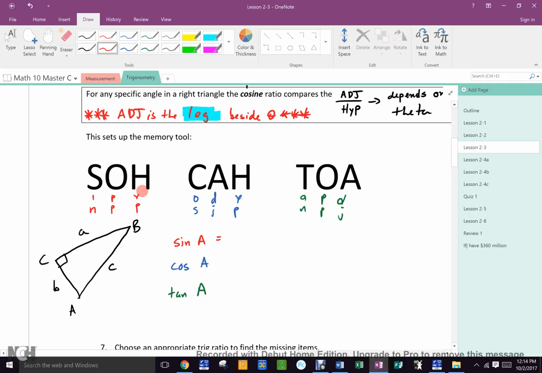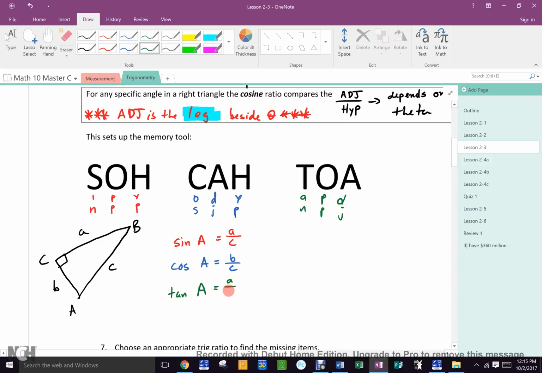Opposite over hypotenuse. So, what's opposite of big A? Little a. What's the hypotenuse? Lil C. What's cos? Lil B over what? Lil C. What's tan? Little... Which is it? You're just saying both letters, Sam. You can't do that, right? A over B.